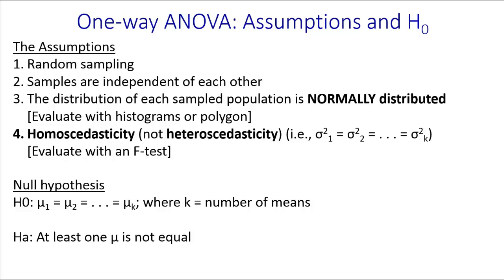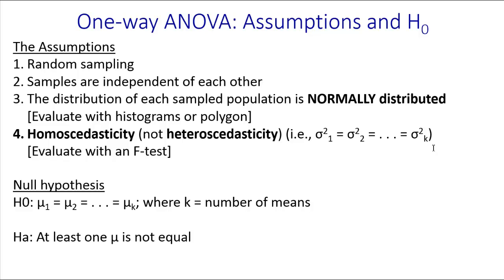What is homoscedasticity? Well, homo means same, scedastic refers to variation. So the variance of each sample is the same. One way to represent homoscedasticity is the variance of the first population equals the variance of the second population equals the variance of all your populations to the last population. If you do not have homoscedasticity, then we say you have heteroscedasticity. To evaluate homoscedasticity, you would do an F-test by comparing your sample with the largest variance to the population with the smallest variance.